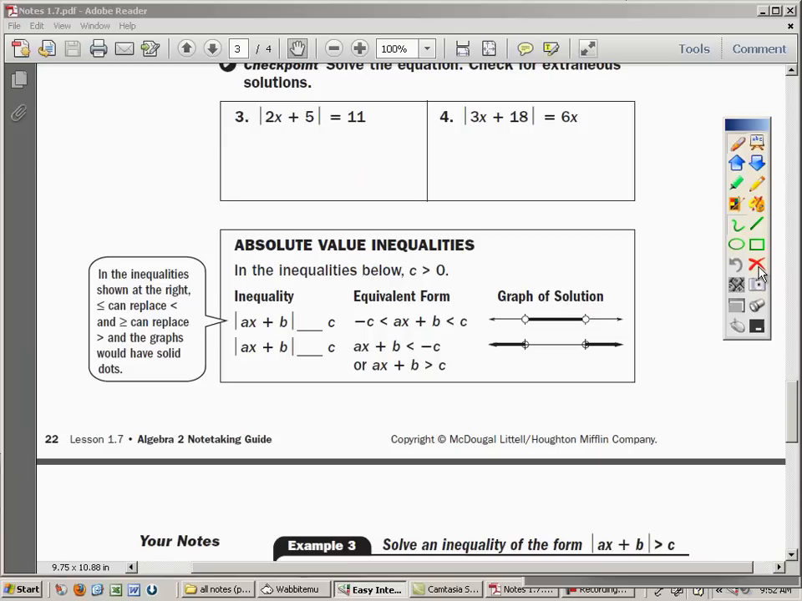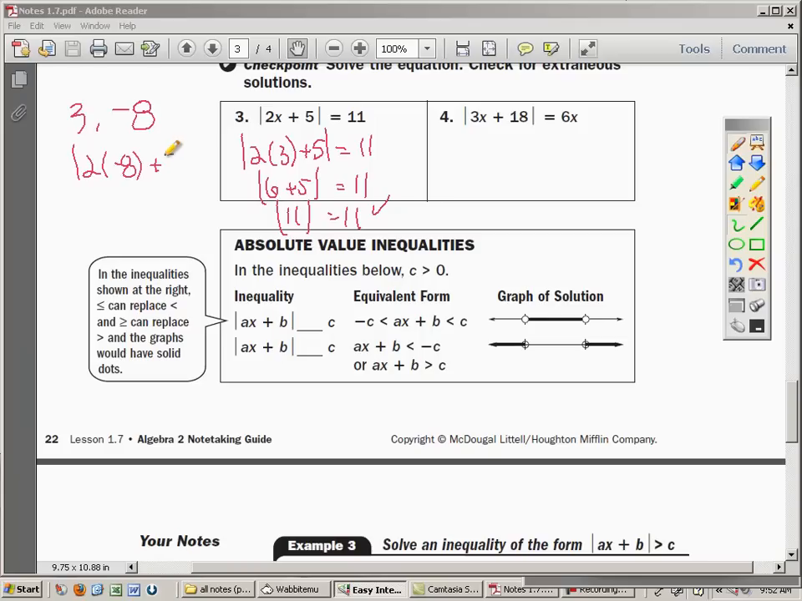So now to check these two solutions, again, our two solutions were 3 and negative 8. And so we're going to say the absolute value of 2 times 3 plus 5 is equal to 11. This is 6 plus 5, and the absolute value of 6 plus 5 is 11. And so that solution's okay. Let's try the other one. Absolute value of 2 times negative 8 plus 5 equals 11. This is the absolute value of negative 16 plus 5. And negative 16 plus 5 is negative 11, and the absolute value of negative 11 is positive 11. So both of our solutions checked here.